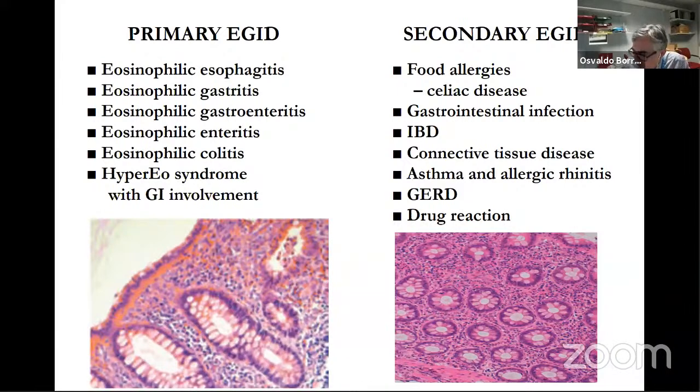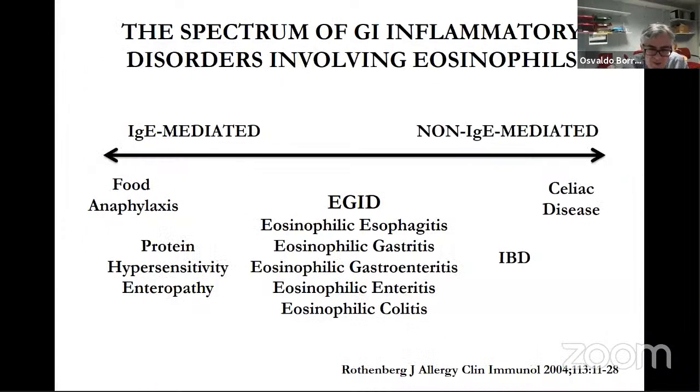Then I know you know better than me that a lot of GI diseases may manifest with eosinophilic infiltration, of course celiac disease, food allergy, gastrointestinal parasitosis and infection, IBD, connective tissue disorders like Sjogren's syndrome, and other diseases like gastroesophageal reflux, asthma, and drug reaction.